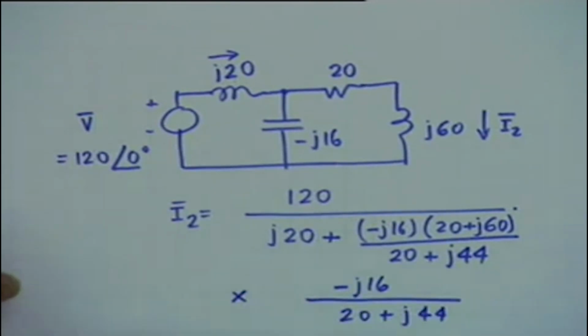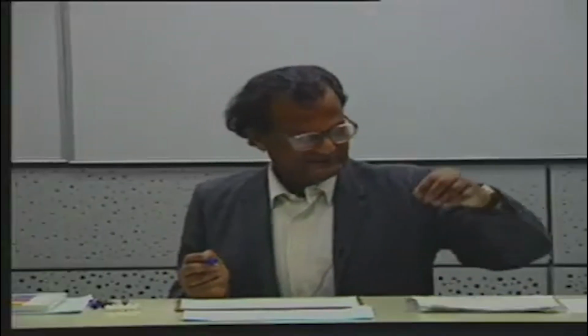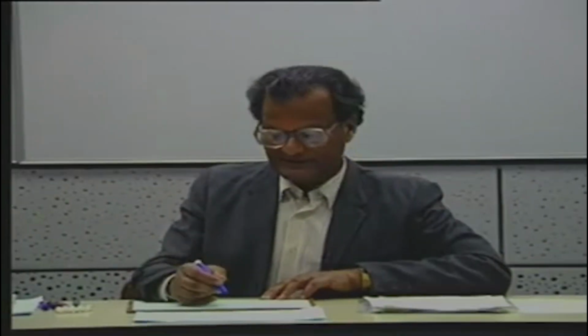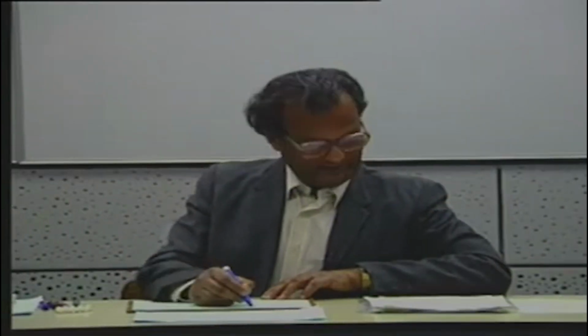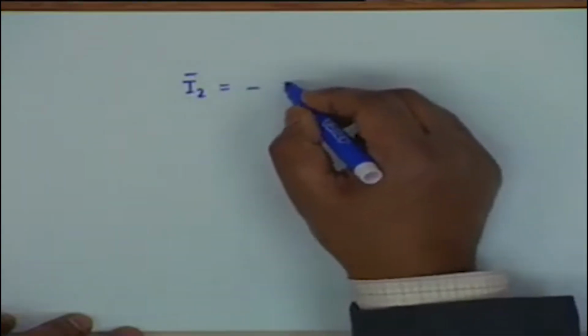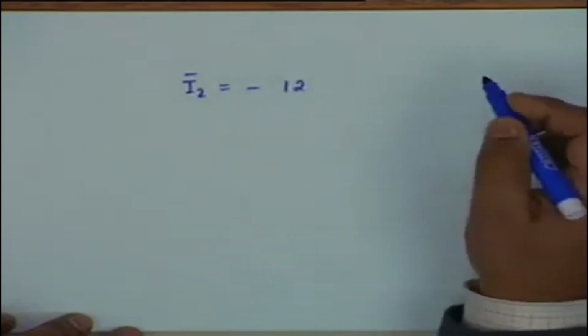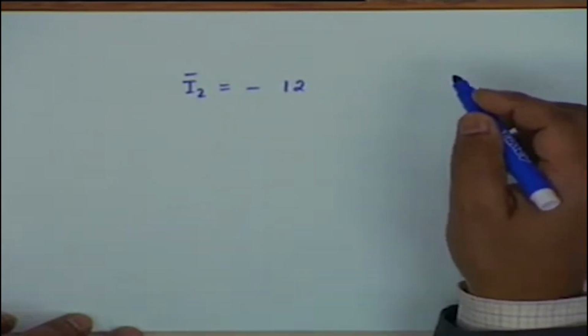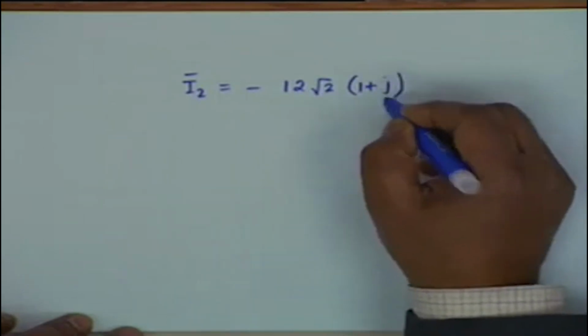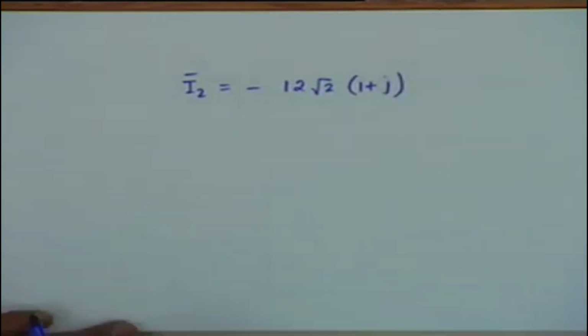Now the next task is to simplify, and if I leave the algebra to you, the final result is, well, I2 bar becomes equal to minus 12 root 2 (1 plus j). I hope I am right.